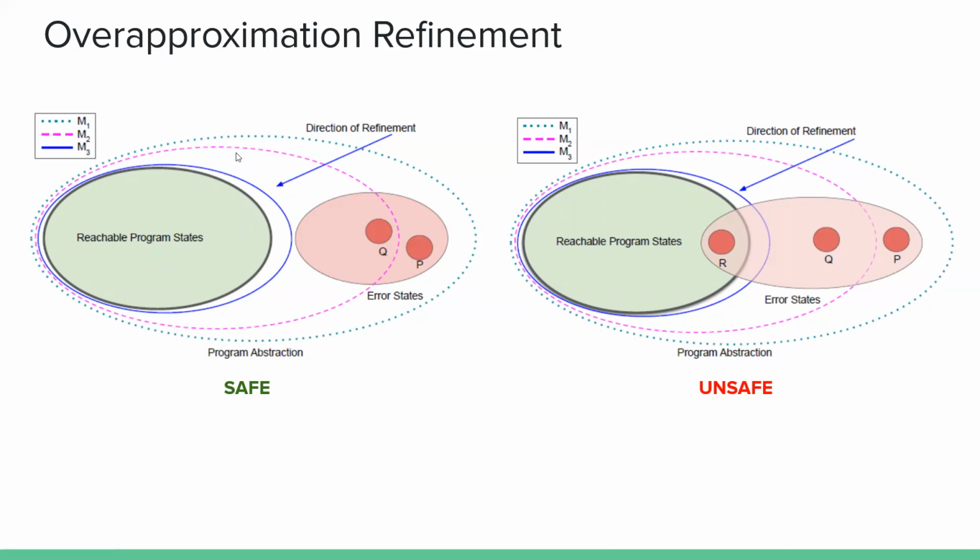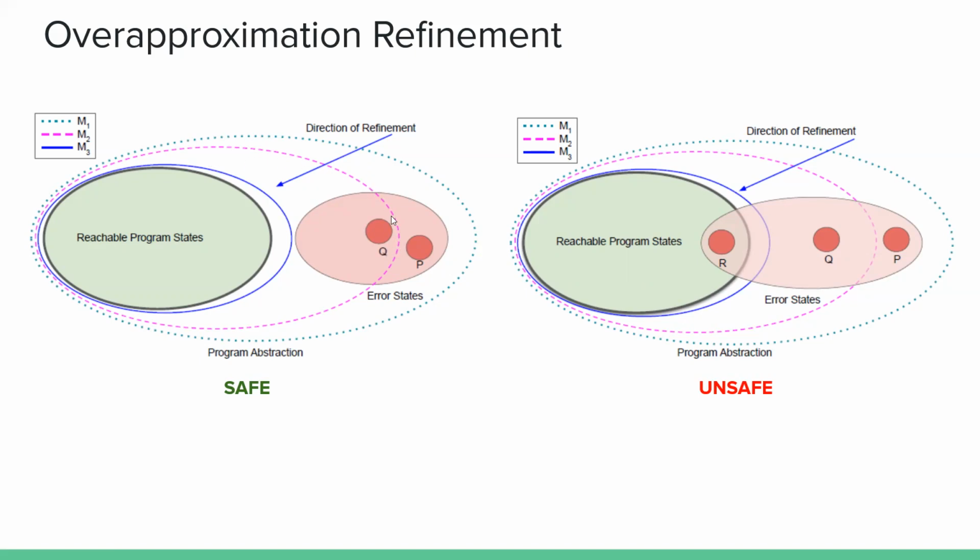Initially we start by constructing an over-approximated abstraction of the program. This is shown by the outermost oval, which is the over-approximated abstraction M1. When we construct M1, we see that there exists an error state P which is reachable in the over-approximated model M1. So we want to refine the over-approximated model such that we can rule out this counterexample P. So we refine it and we construct a new model M2.